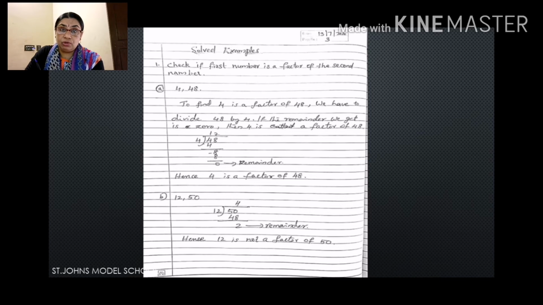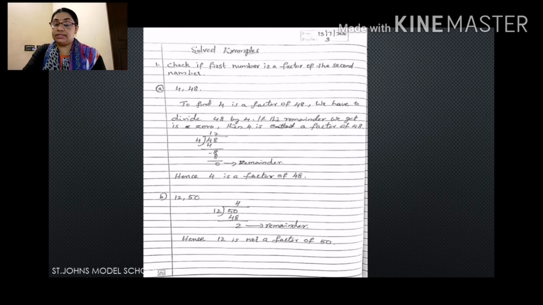If you get 0 as the remainder, then 4 is a factor of 48. If it is not 0, then it is not a factor of 48. Okay, two examples I have shown here, 12 and 50 also shown here.